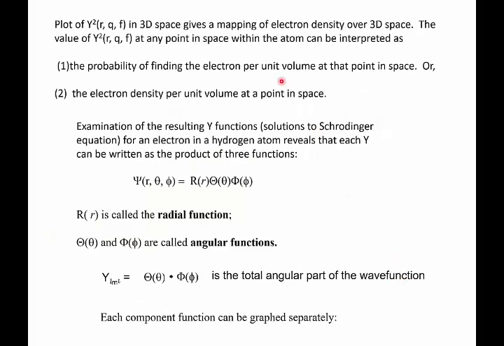A plot of psi squared in polar coordinates in 3D space gives a mapping of the electron density over 3D space. The value of psi squared at any point in space within the atom can be interpreted in a couple of ways. One, the probability of finding the electron per unit volume at that point in space, or two, the electron density per unit volume at a point in space.